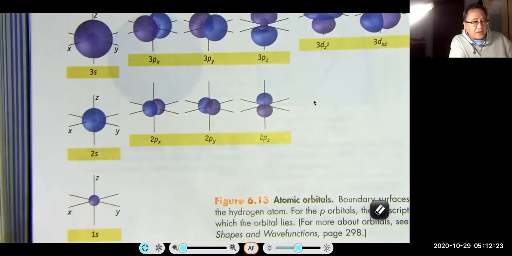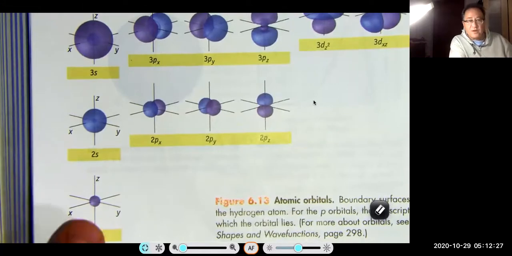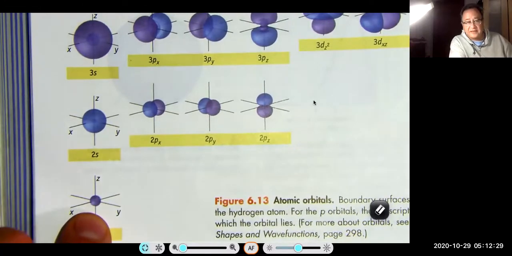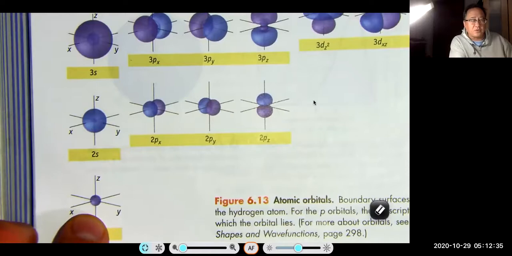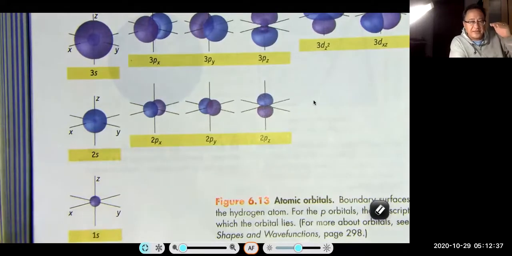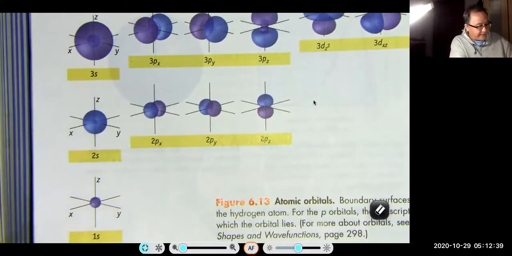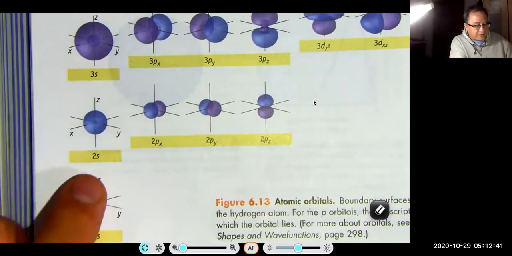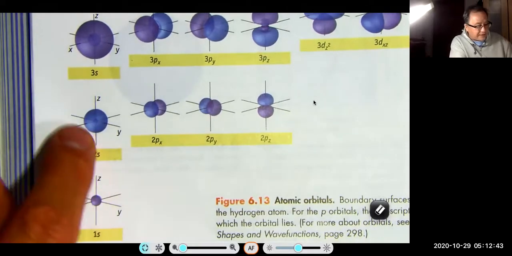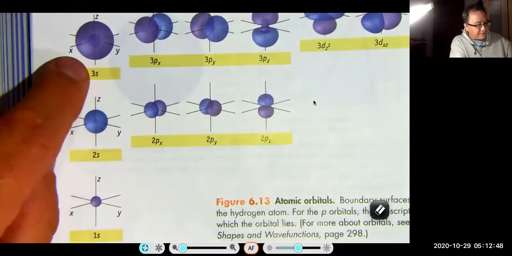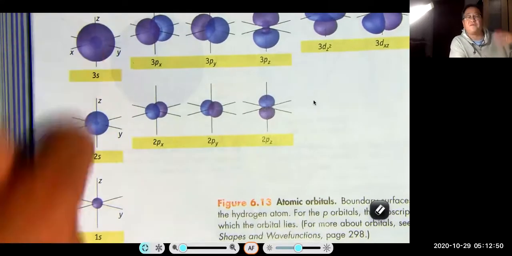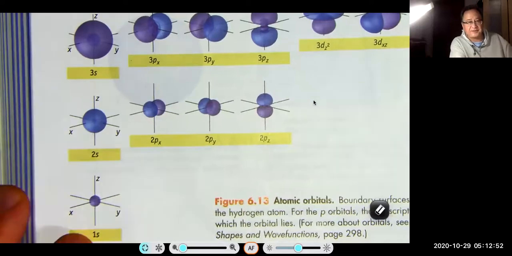Why is one sphere larger than the other? The answer is, for the 1s orbital, you're most likely to find the electron somewhere in this tiny sphere close to the nucleus. Do you remember that Bohr model where n equals 1 is close to the nucleus, n equals 2 is farther away? The same thing here. For n equals 2, you're more likely to find the electron farther away from the nucleus. And for the 3s, you're more likely to find it even farther away.